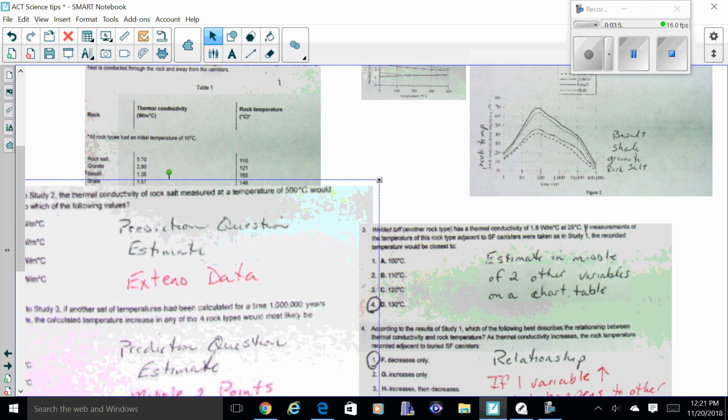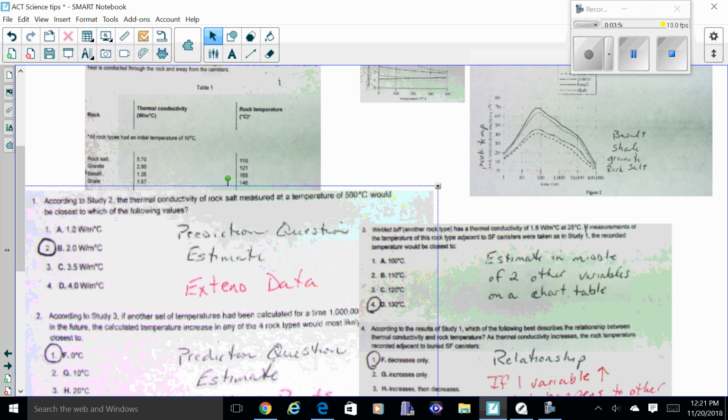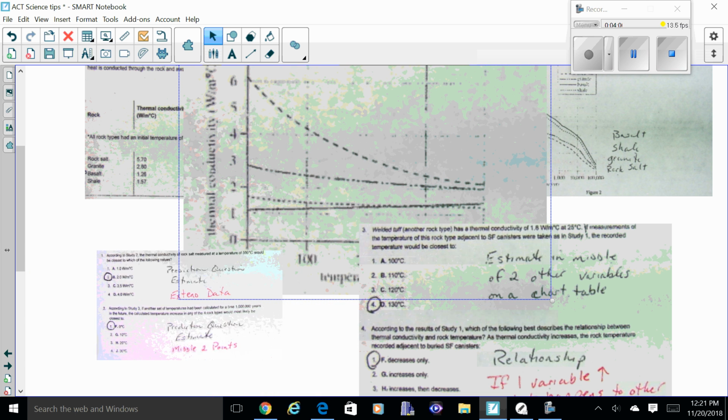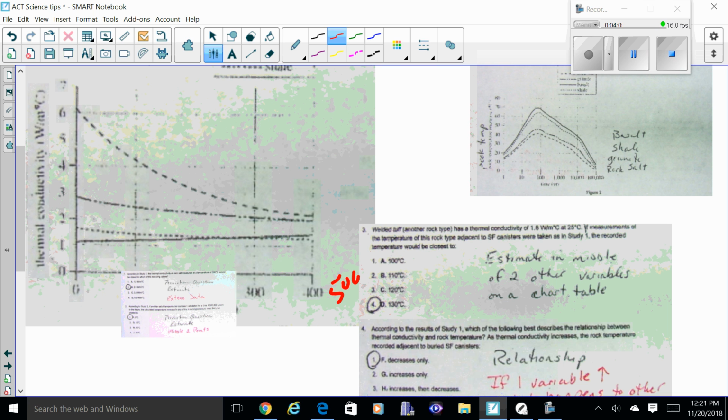Well, if you look at study 2 here, let me see if I make this big. Oops, I'm going to make this one small now. It says at 500 degrees, well, there is no 500 degrees. 500 degrees would be extended beyond the chart over here. This would be 500. So all of these are sort of going down to the same number, which is roughly right at the level of 2. And so therefore your answer is going to be 2. So once again, that's an extend the data problem.